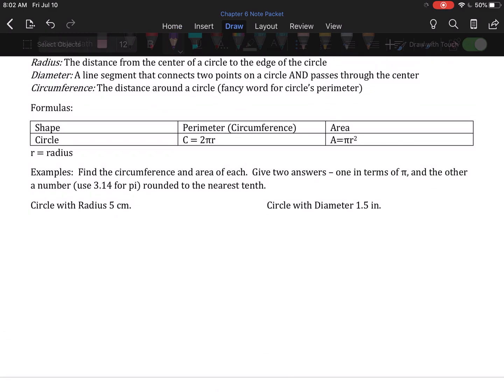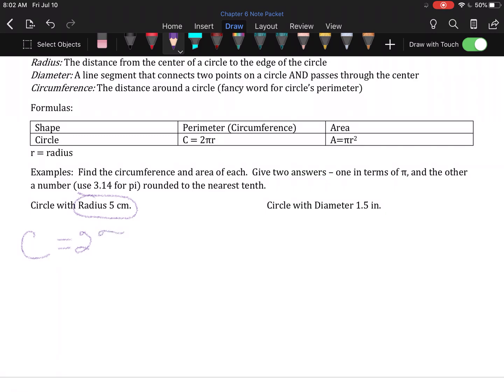So, a circle with a radius of 5. The key thing here is that the radius is 5. We know that. So we can plug it straight in. So C equals 2 times pi times 5. This is multiplication. We can do it in any order we want. So I'm going to do 2 times 5 because that makes sense. So we've got 10 pi. That is the answer in terms of pi.